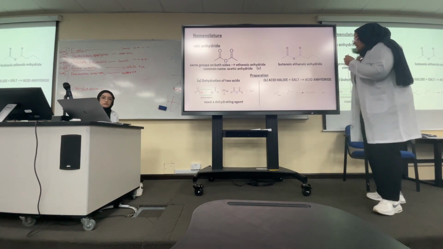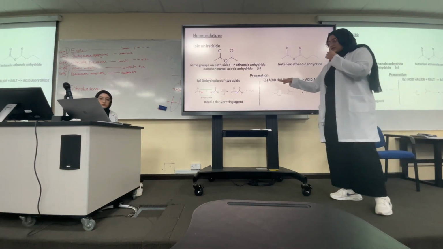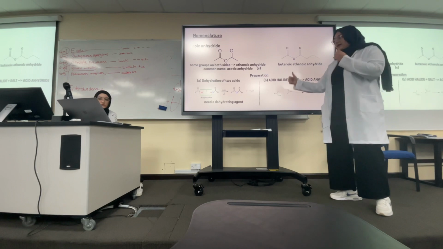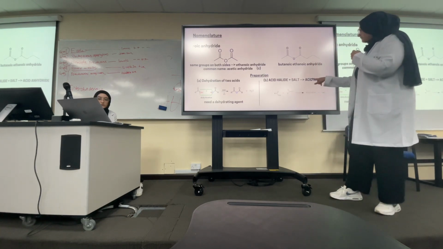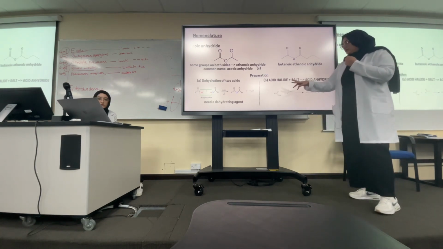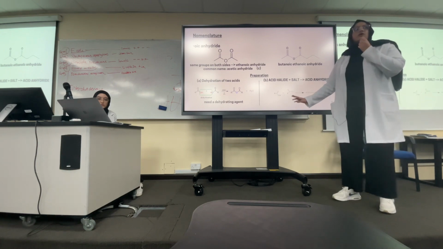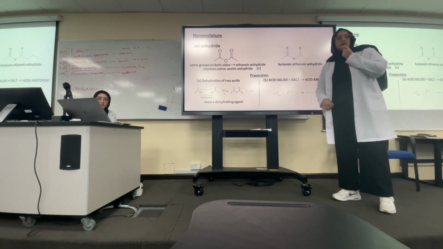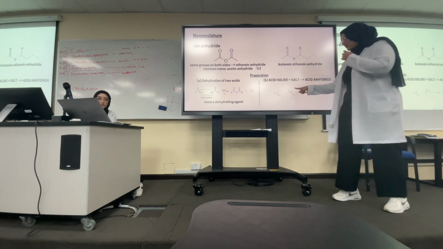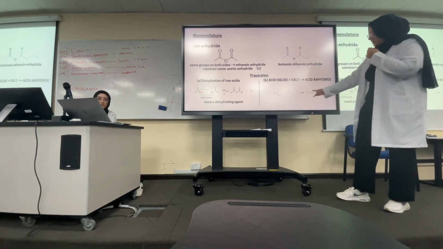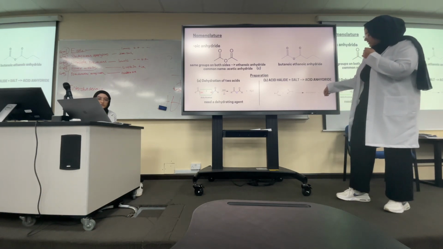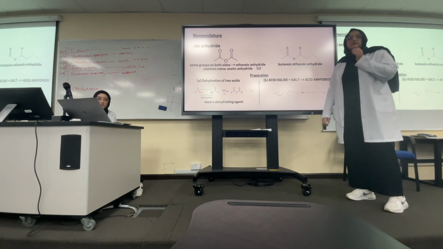My second way is my acid halide, which I just spoke about, reacts with a salt to give me anhydride. The salt is a salt of what? Salt of a carboxylic acid. It reacts with the salt, and then it's going to give me my anhydride, here, see? 2 R groups, and then 2 double bonds, and then NaCl.